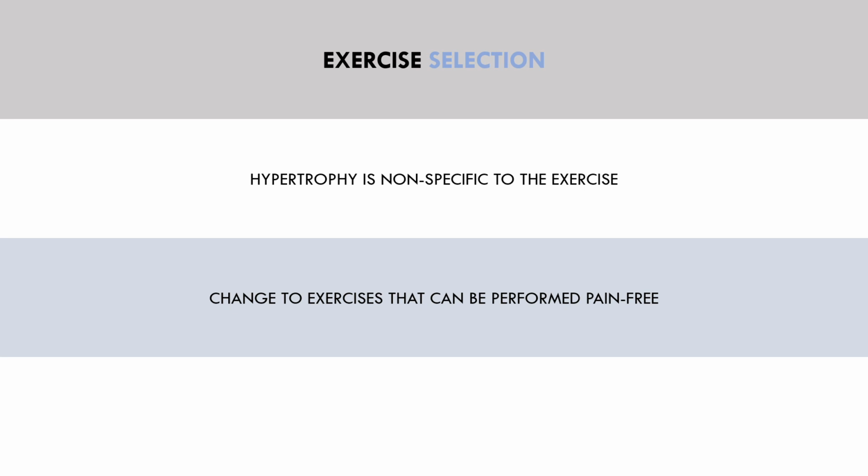Or if a trainee finds that a barbell bench press causes shoulder pain, they may try a dumbbell press or an incline variation. This is specific to each injury case, so trainees need to find what exercises are suitable and which ones aren't. If you can find exercises which can be performed pain-free, then this will allow trainees to stress the target muscle just as effectively, simply by changing exercises.